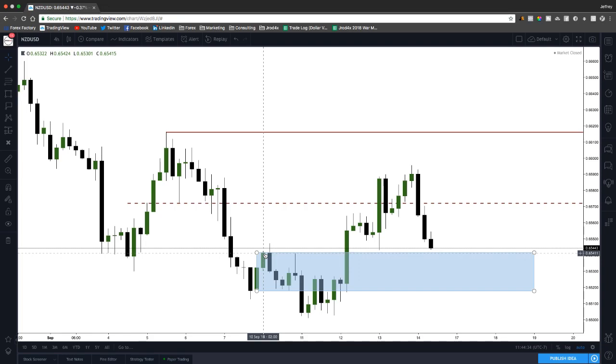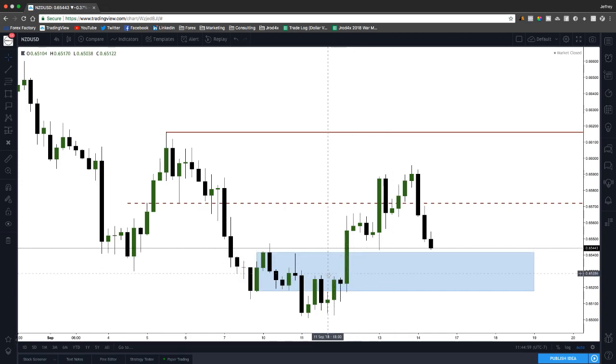the levels are from 65.40 to 65.20. So that 20 pip area, I would expect this market to find some level of support. We've got a 4-hour order block within here as well, around the 65.30 level.